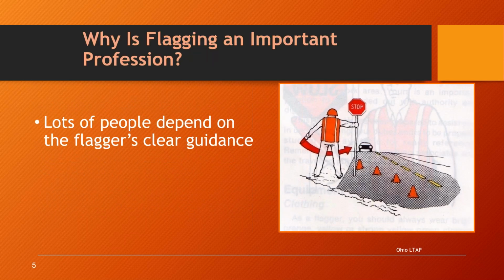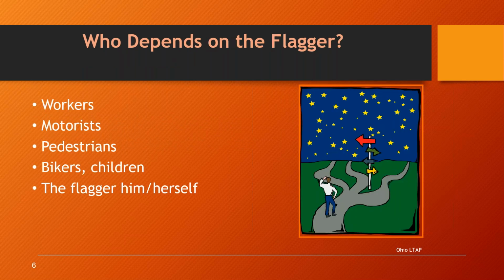So why is flagging an important profession? It's because a lot of people depend on the flagger's clear guidance. Here is a list of people that depend on the flagger. You have your fellow workers, the motorists, and maybe other roadway users like pedestrians or bicyclists. Maybe you're in a residential area, so there may be children around the street. And of course, you have to protect yourself as well as the flagger.